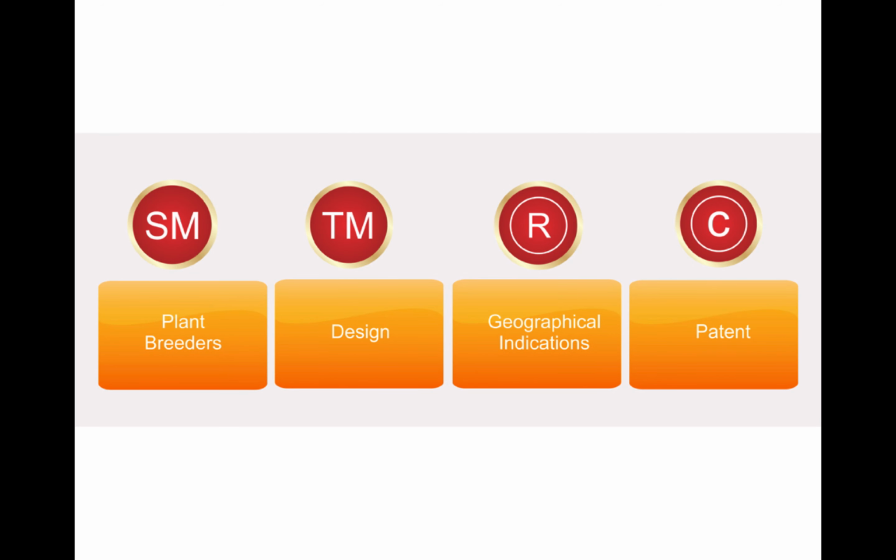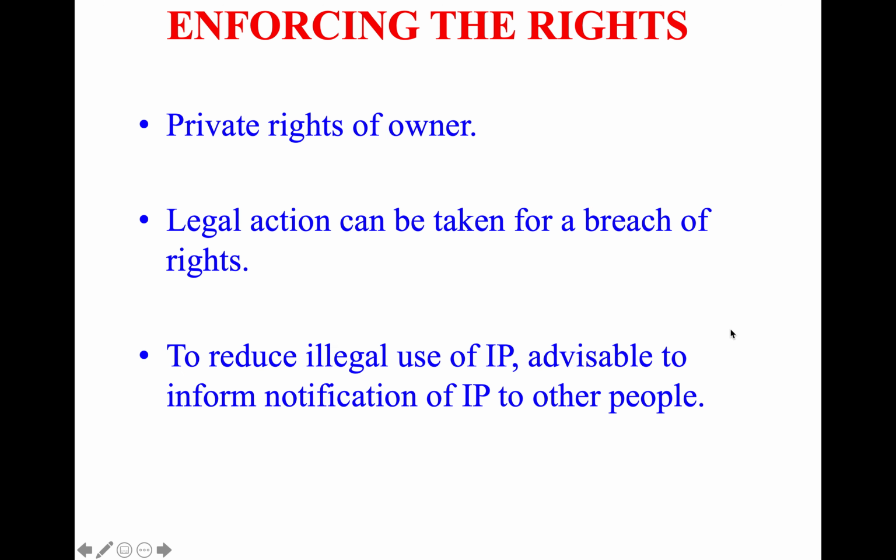Alright, so like I said, just to recap with a brief summary, these are some of the signs you would normally see. We have copyright, we have registered trademark, TM, and also service mark. We also have the most commonly used in Malaysia as well: plant breeders, design, geographical indication, and patent, which doesn't really have a sign.